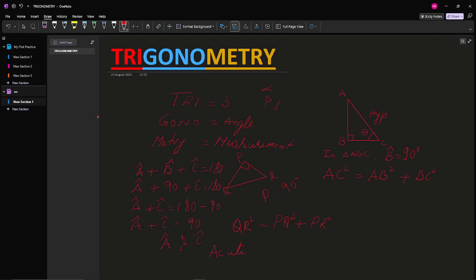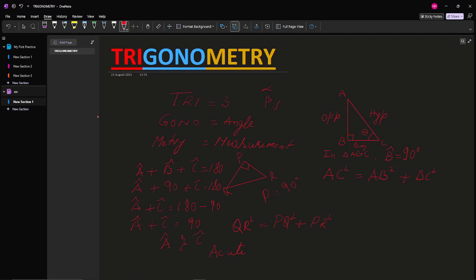Now I mark this angle B as 90 degrees. Opposite of that 90 degrees is called the hypotenuse. The remaining two sides are going to be AB and BC. Now one of the angles I marked as theta. As soon as you mark this angle C as theta, the opposite side for this angle is going to be AB. We call this the opposite side. Now one more side is left out, that is BC, and that is going to be called the adjacent side.